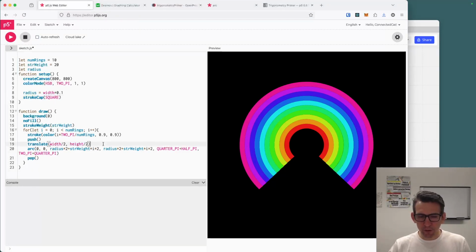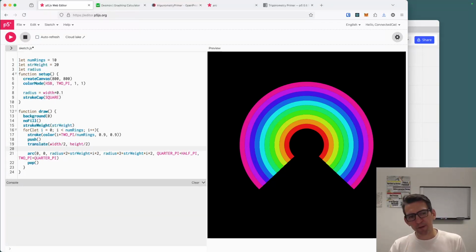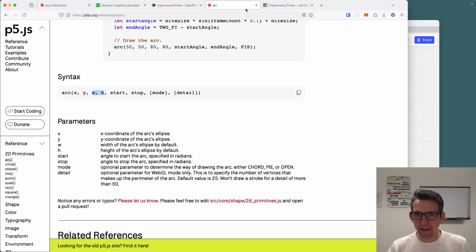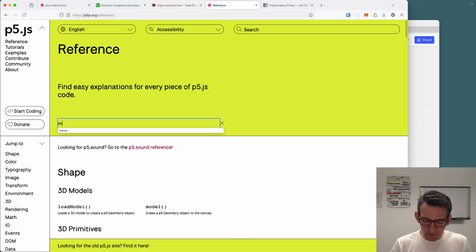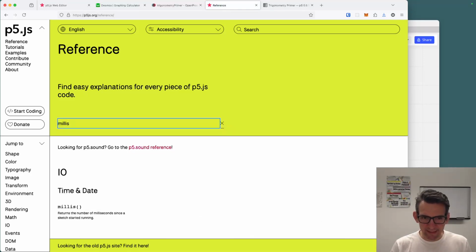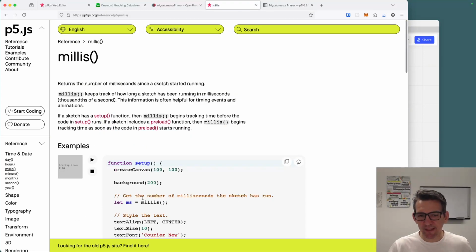So before I draw the arc, remember we have to rotate first and then draw the arc. I'm gonna say rotate, and then I am going to use the amount of time that has passed since the beginning of the sketch, right? So if you wanted to get something like this, let's go to reference. You can call up millis, right? So millis returns the number of milliseconds since the sketch has started running.